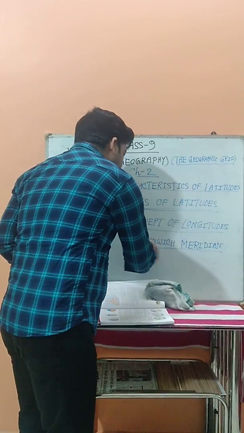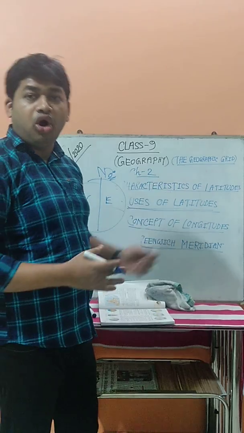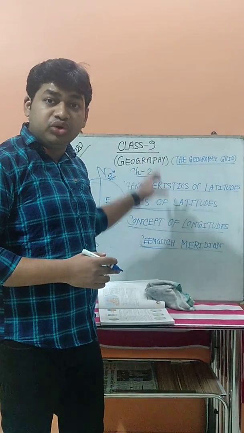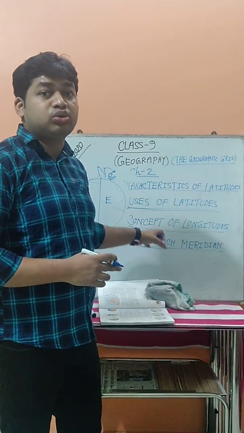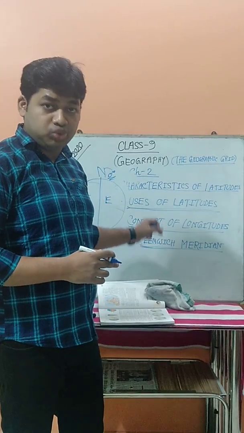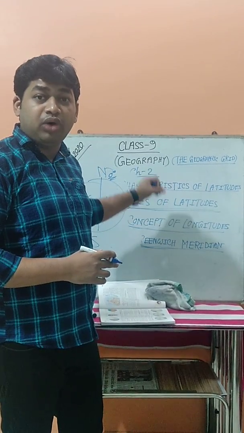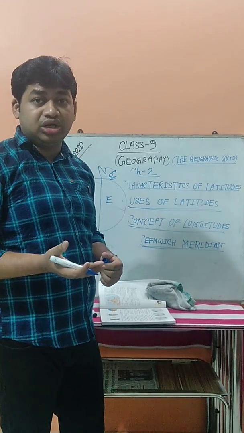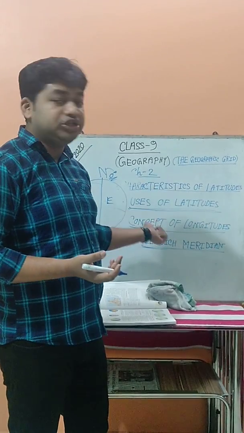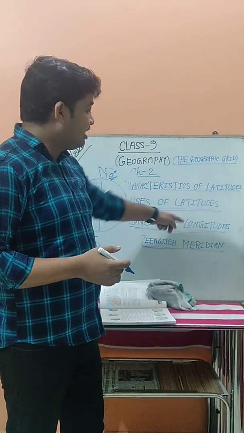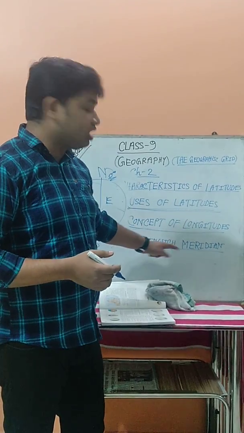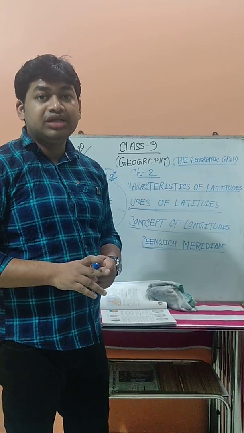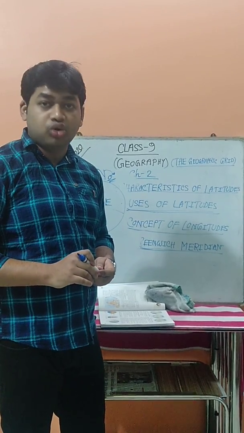Now up to here, I hope you have understood all the points. You have to read properly and prepare all the question answers from the first. What is a grid? What is latitude? What are the five major latitudinal lines? Define all the latitudinal lines. What are the characteristics of latitudes? Uses of latitudes? Definition of longitudes and the Greenwich meridian. Short notes. You have to write all these things in your copy.